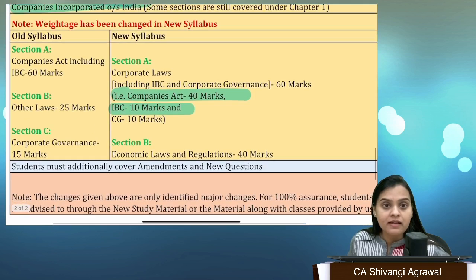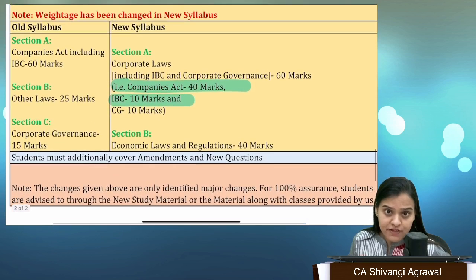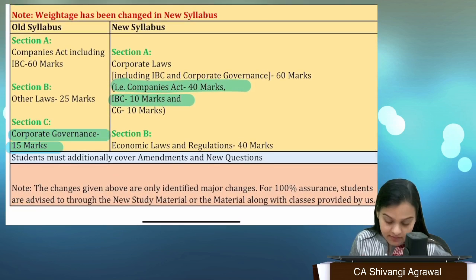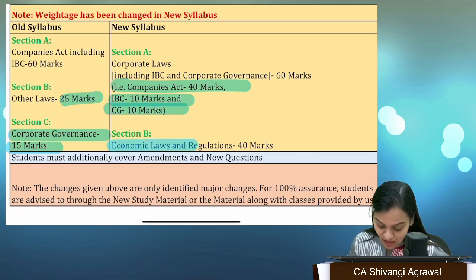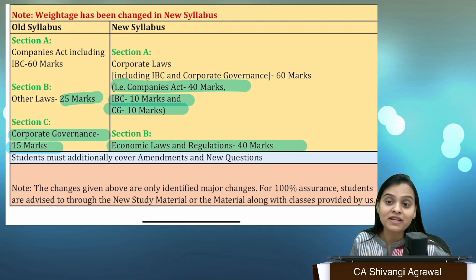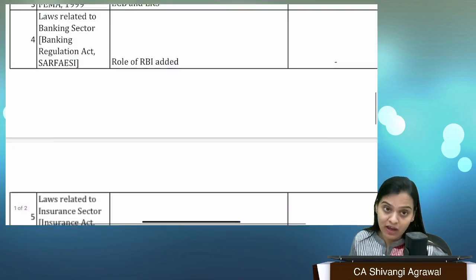Now, if I talk about corporate governance, earlier it was 15%, now it is only 10%. And in Section B, other laws carried only 25 marks, but now economic laws and regulations carry a whopping 40 marks, or 40% weightage. So accordingly, you have to prepare yourself.